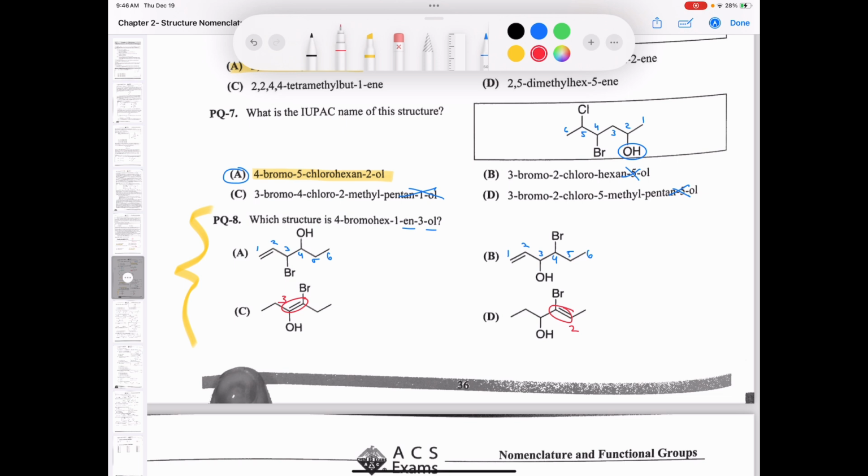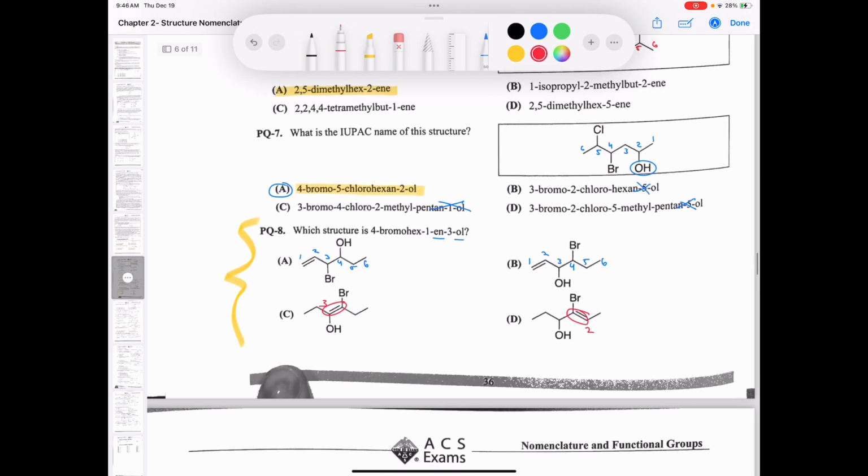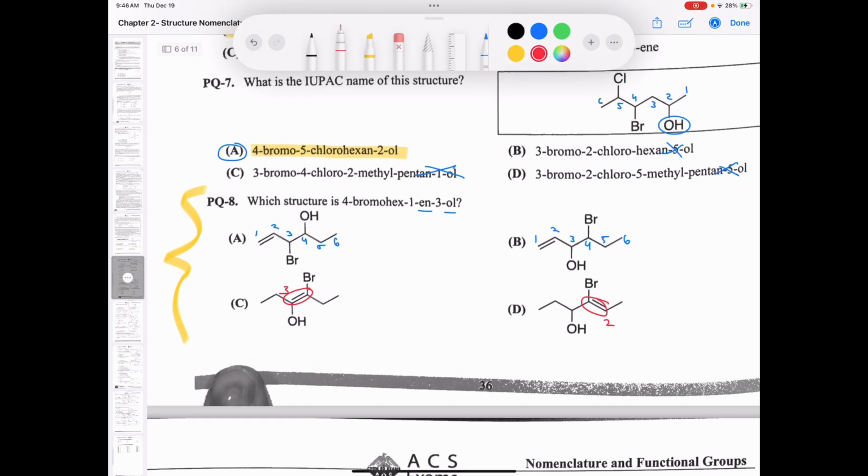So now let's take a look at the rest. If we look at A, we have 1, 2, 3 bromo. So the alcohol would be on carbon number 4, and the bromine is on number 3. So that's just completely wrong. But if we look at B, we have the alcohol on carbon number 3, so that looks good. We also have the bromine on carbon number 4, so this would be 4-bromohex-1-en-3-ol. So B is going to be the answer in that case. All right, question 8 down.